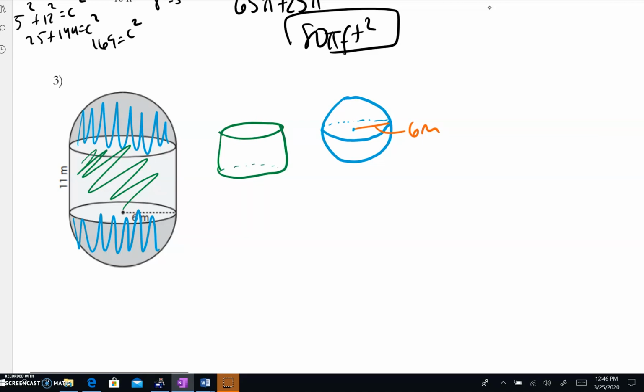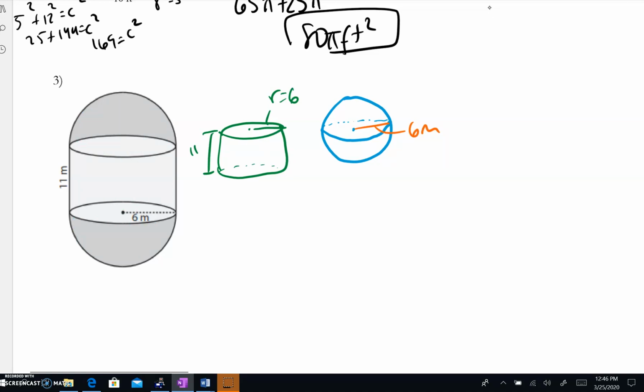Now, here's the tricky thing, and I'm going to just label my height as 11. My radius is 6, once again. Now, the tricky thing is when we are doing our surface area, I want the total surface area of the sphere. I want the top half of the sphere, I want the bottom half, so I want all of that sphere. However, when I do my cylinder, I'm not counting the top circle and I'm not counting the bottom circle.